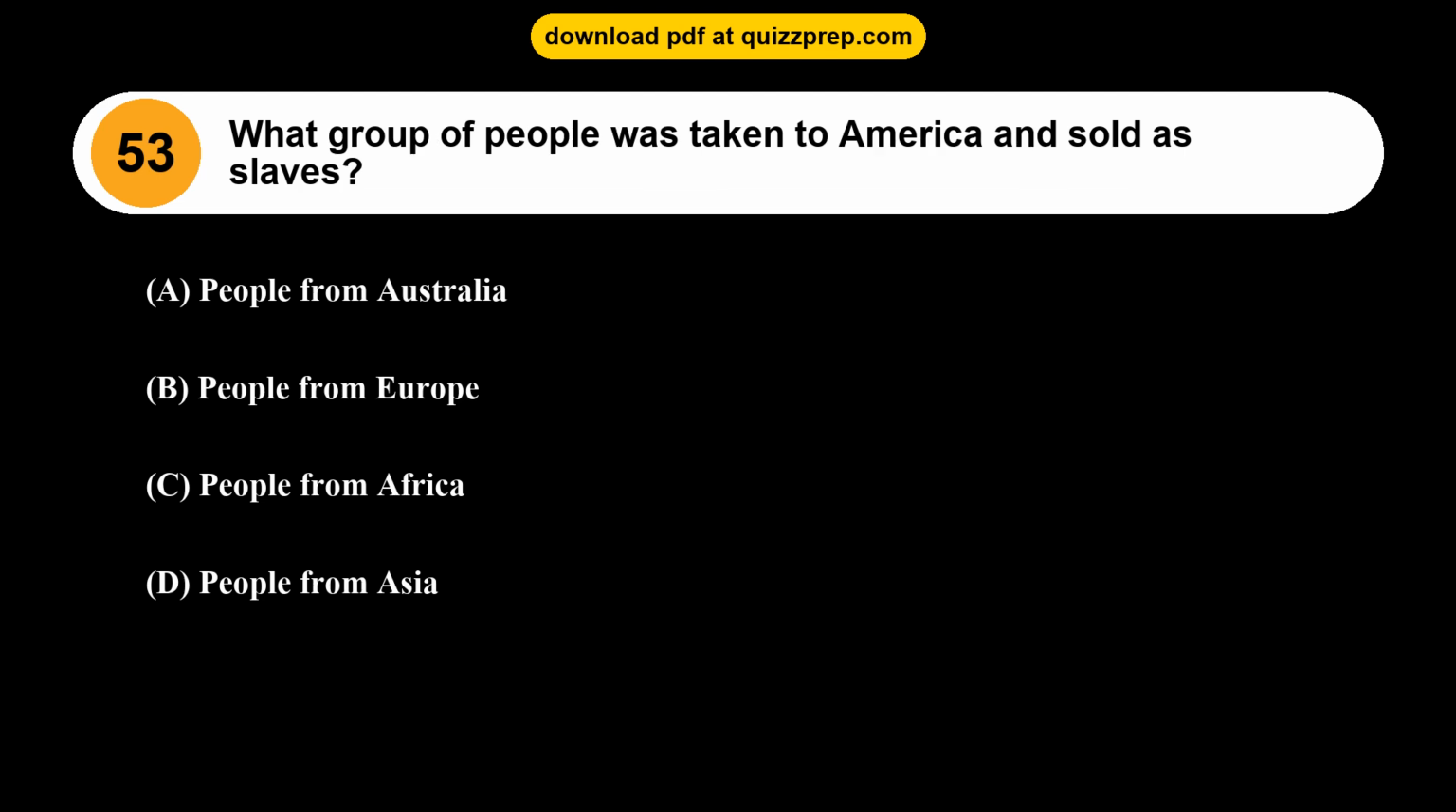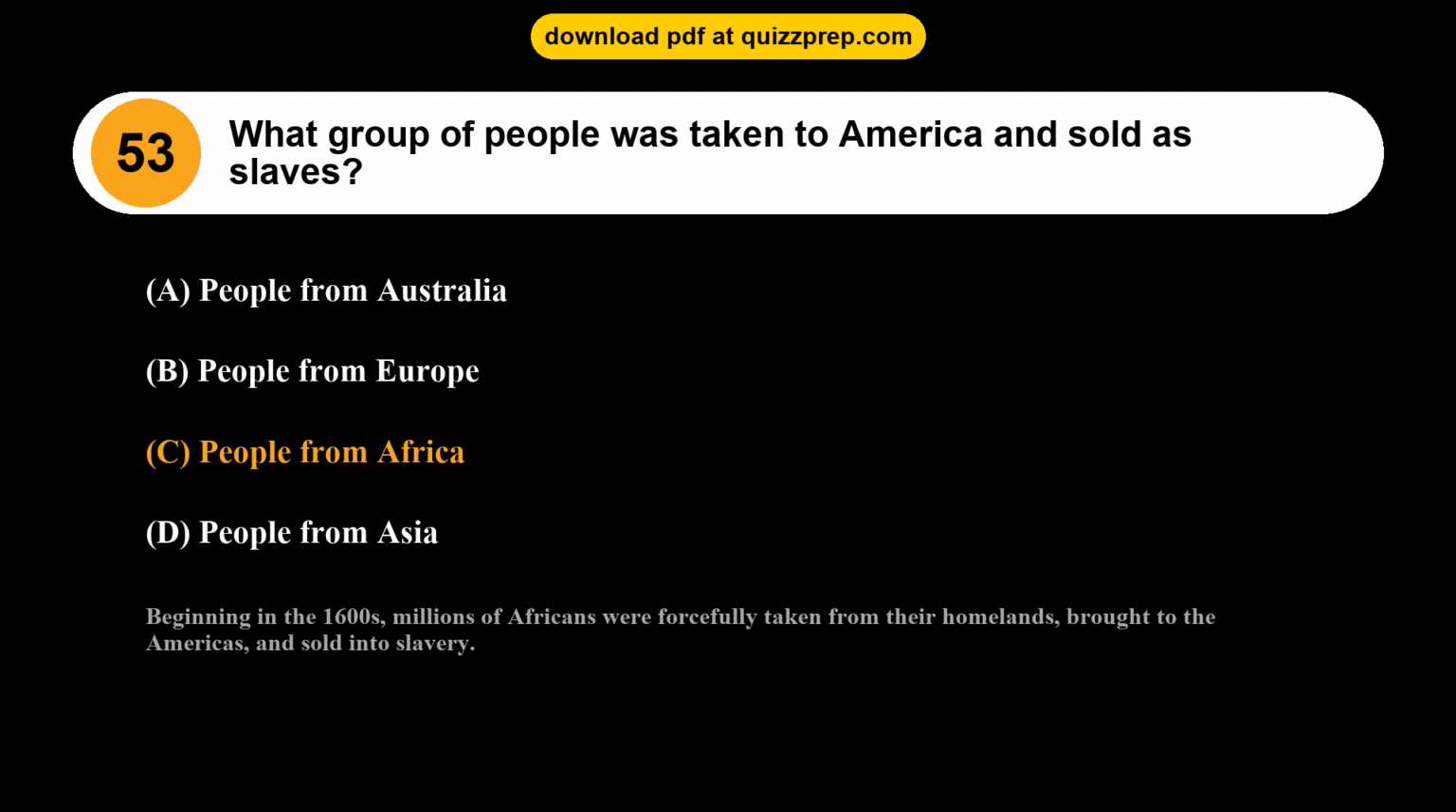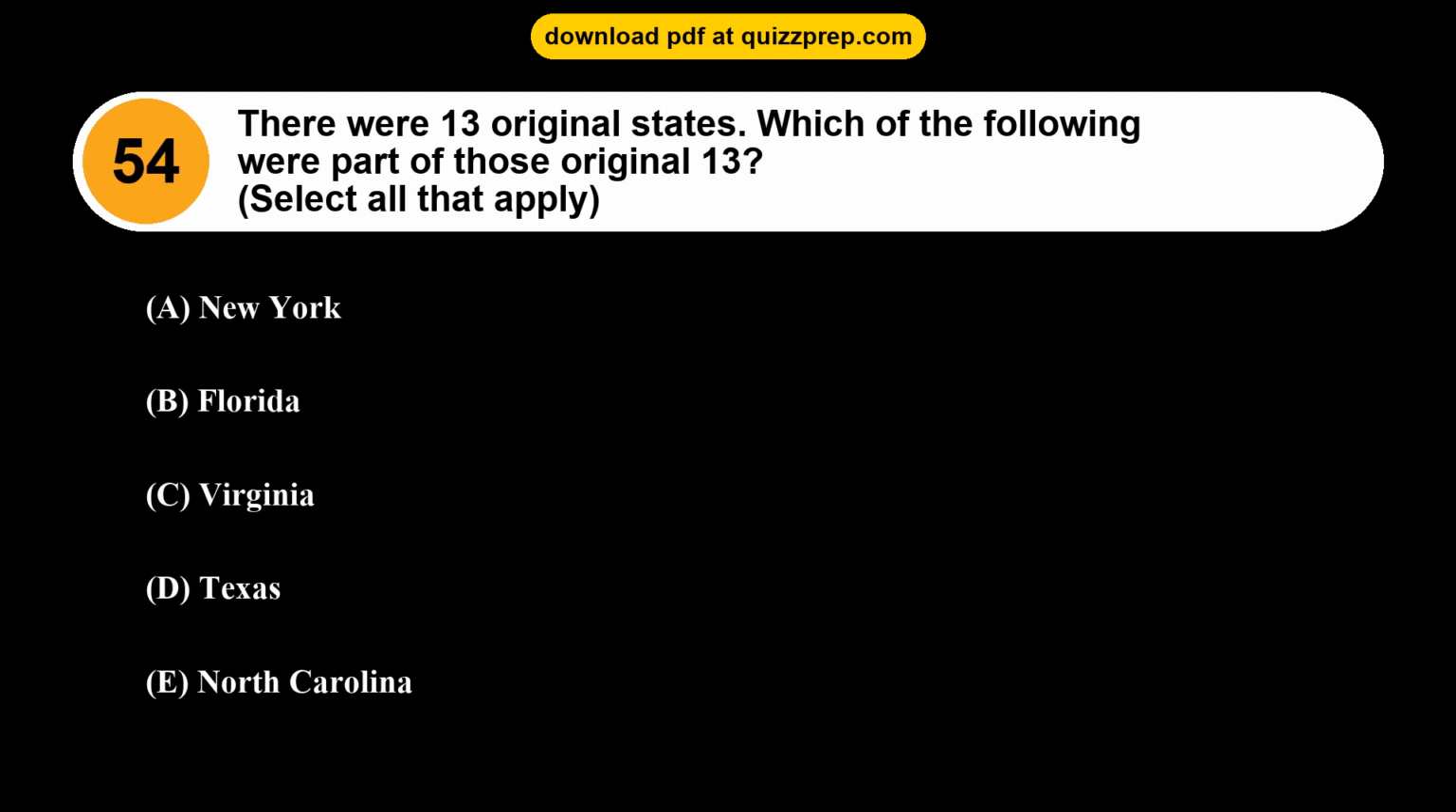Question 53. What group of people was taken to America and sold as slaves? Option A, people from Australia. Option B, people from Europe. Option C, people from Africa. Option D, people from Asia. The correct answer is option C. People from Africa. Beginning in the 1600s, millions of Africans were forcefully taken from their homelands, brought to the Americas, and sold into slavery.